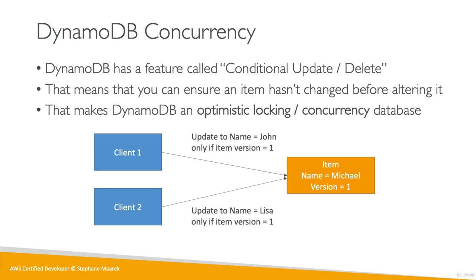And so what's going to happen is that when the item is updated, maybe client 2 will update it first. Now the item will be name equals Lisa, version equals 2. Well, it turns out that for client 1, the update will not go through because guess what? The version is now 2, it's not 1. And so the client 1 update will be rejected. And so this is how optimistic locking or concurrency works.